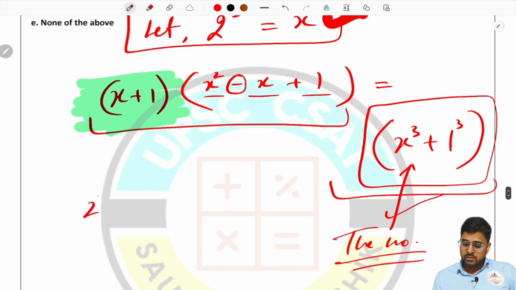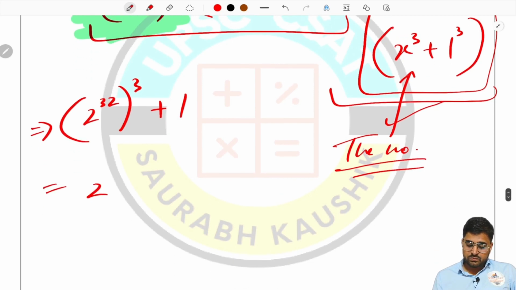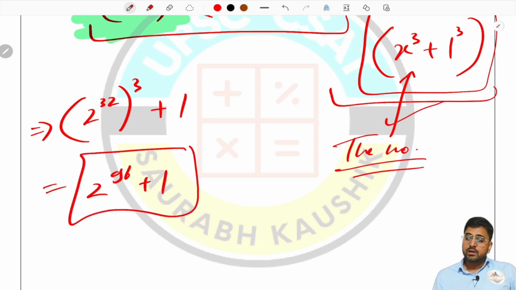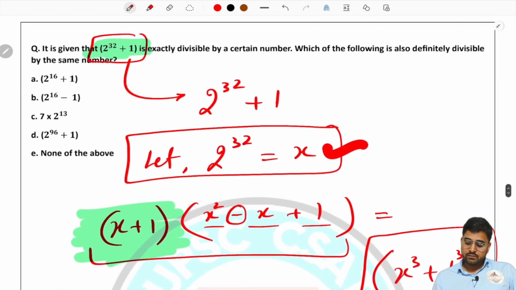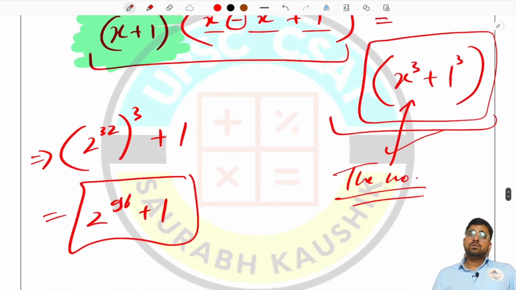Let's put 2 to the power 32, power 3, plus 1. It becomes 2 to the power 96 plus 1. Did we have this option or not? We have the option. Option D is the right one. So that's how you have to attempt this kind of question.